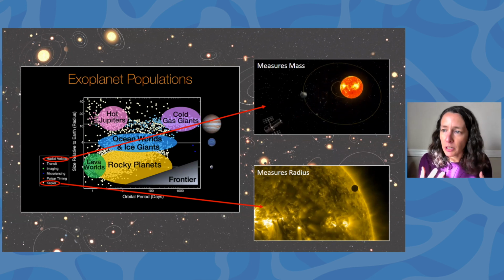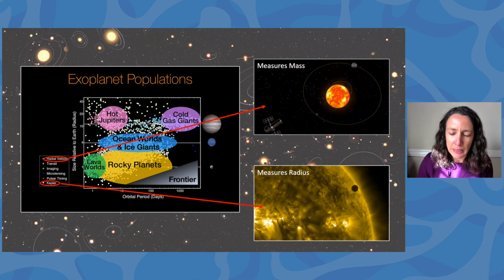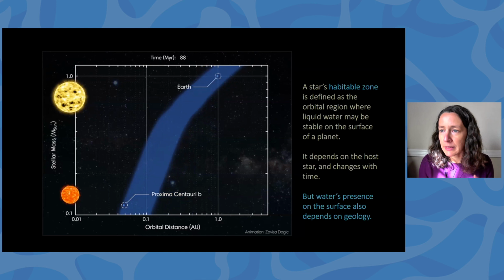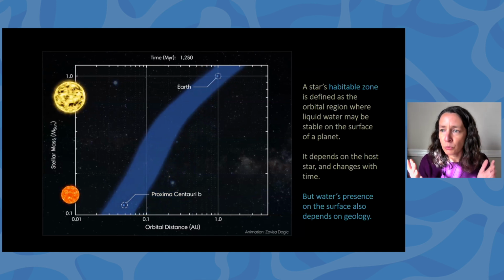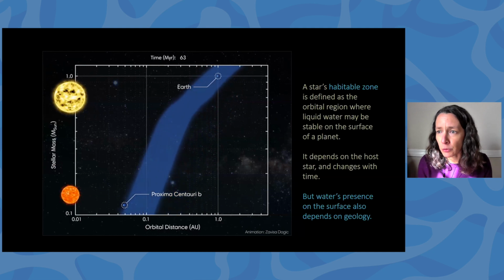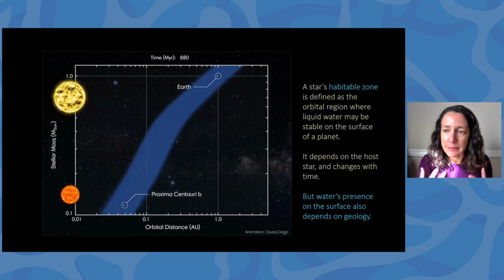Now, the planets that we want to talk about that have water on their surface that might be habitable, they exist in a region of space that we call the habitable zone. And the habitable zone is just an orbital range around a star at which on the surface of a rocky planet, water might actually be stable.